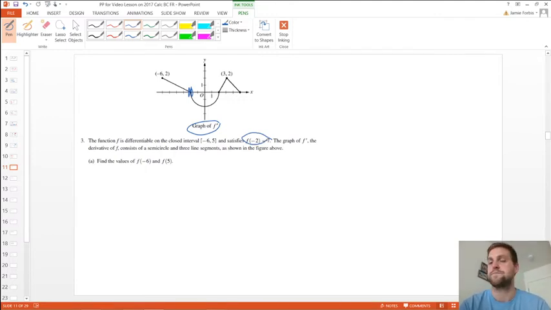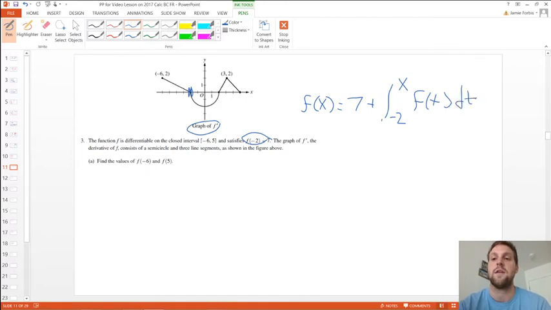Then that means that f of x is equal to my initial condition 7 plus the integral of -2 to some value we'll say is x. So if I want to know the value at any x value, that's 7 plus the integral from -2 to x of f of, and I'll use a different variable, t dt. And this is just the area under the curve, right? That's how that works. So part A should be super simple.